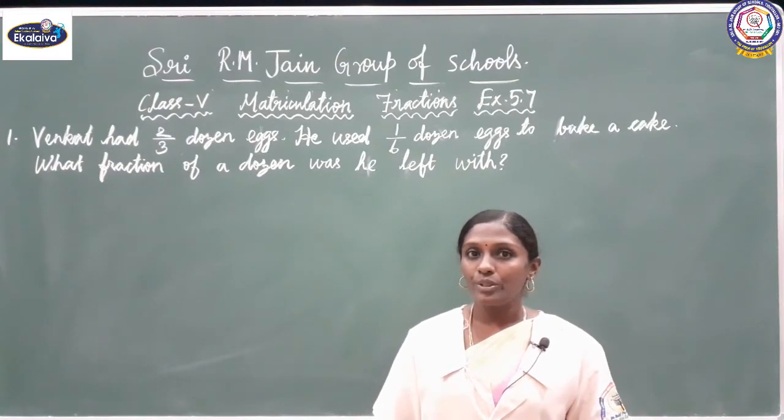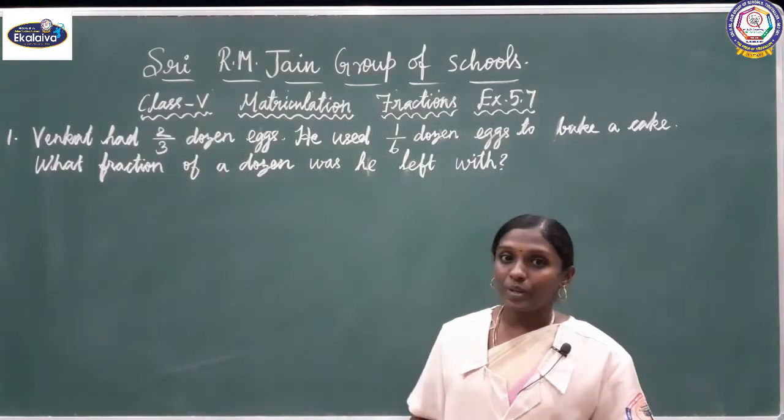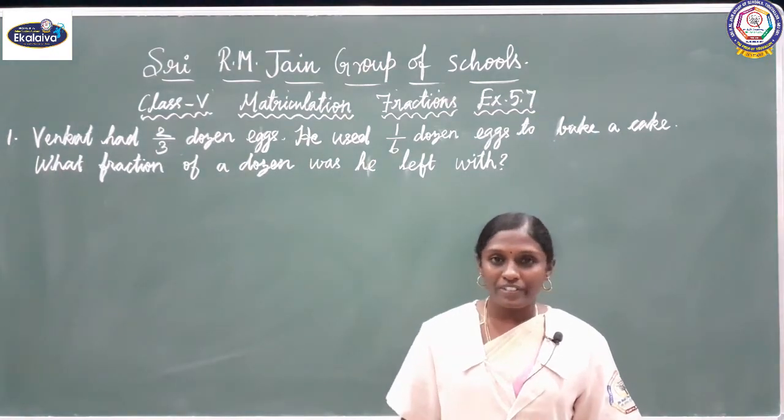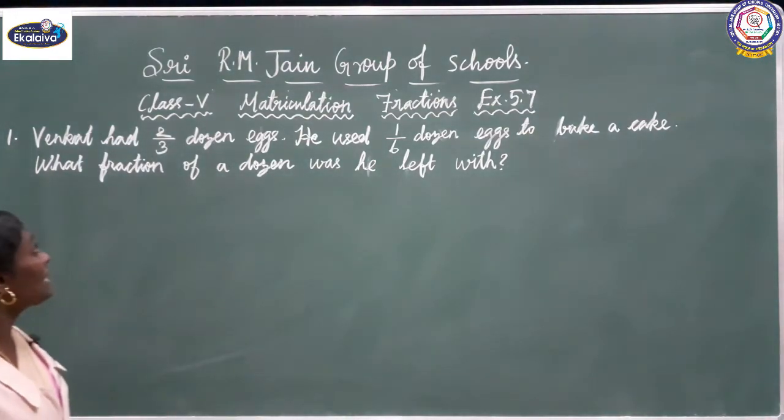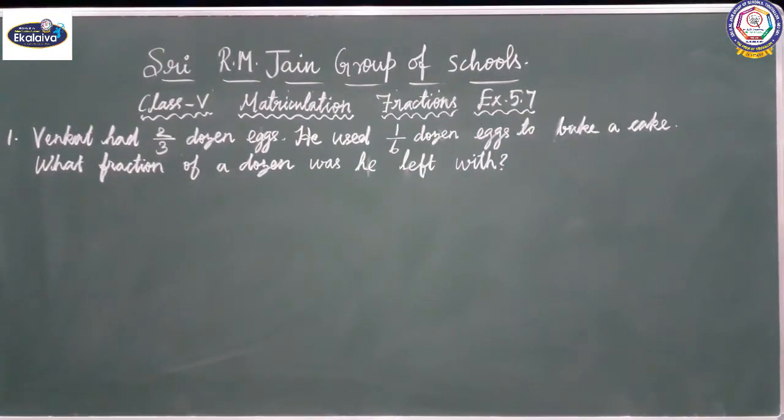Today we are going to do the problems in exercise 5.7 from the chapter fractions. The first question: Venkat had 2 by 3 dozen eggs. He used 1 by 6 dozen eggs to bake a cake. What fraction of a dozen was he left with?